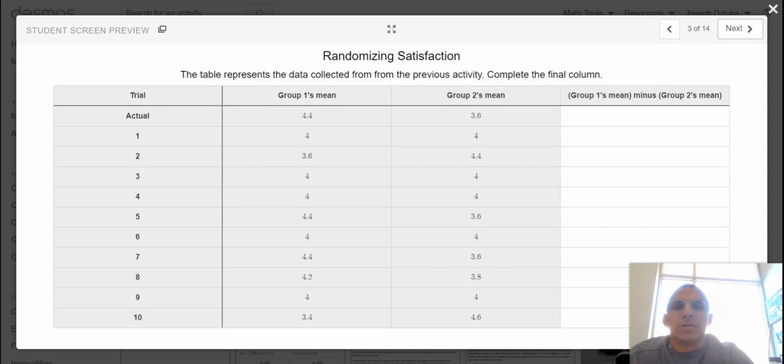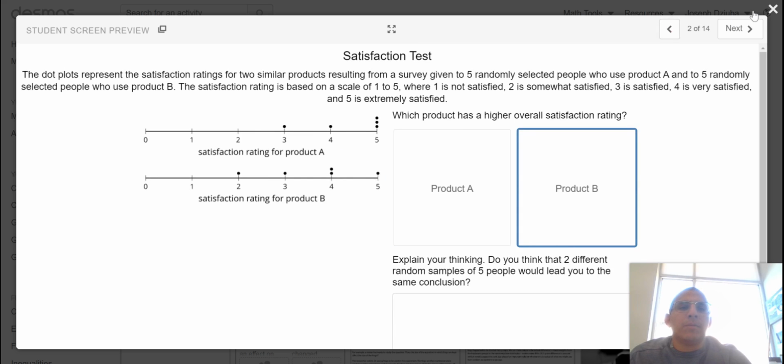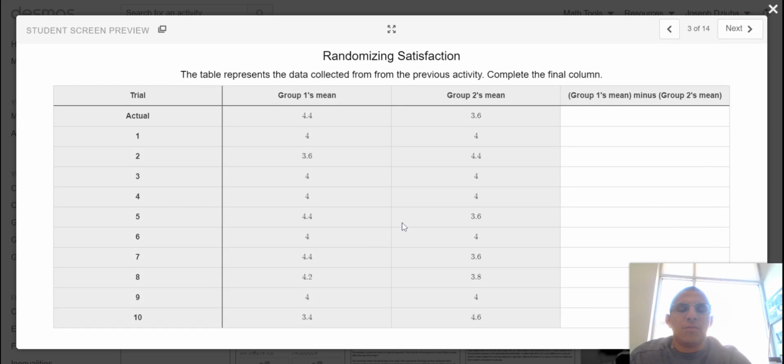So we have a table here that represents data collected from the previous activity. It is your job to complete the final column. So this represents group 1 and group 2's mean, based on the satisfaction rating for product A and B. The actual mean, a 4.4 satisfaction, a 3.6, and then the randomization distribution, so taking the data, spitting out new data sets and running the statistical analysis to find the means.